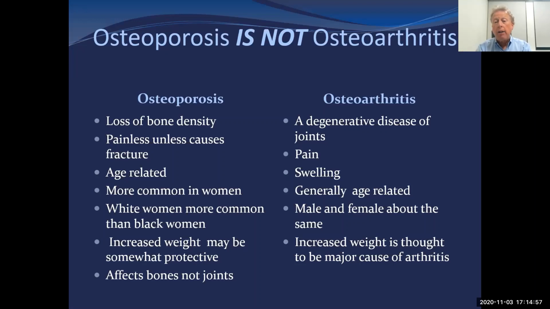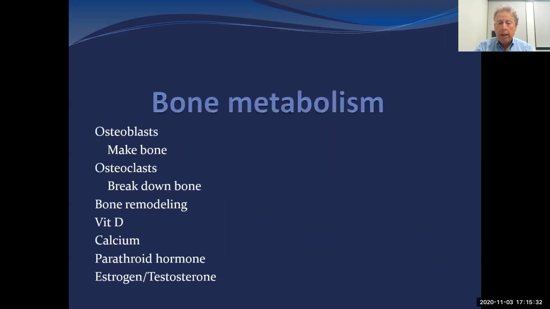On the flip side, osteoarthritis is a degenerative disease of joints. Joints hurt, they're swollen. It too is often age-related, although there are conditions that cause joint problems that are not, so people can have this at a relatively young age. In this situation, men and women get osteoarthritis at pretty much a similar rate. And increased weight in osteoarthritis is a major cause of arthritis. So there it's not protective. With osteoarthritis, it is not good to be overweight.